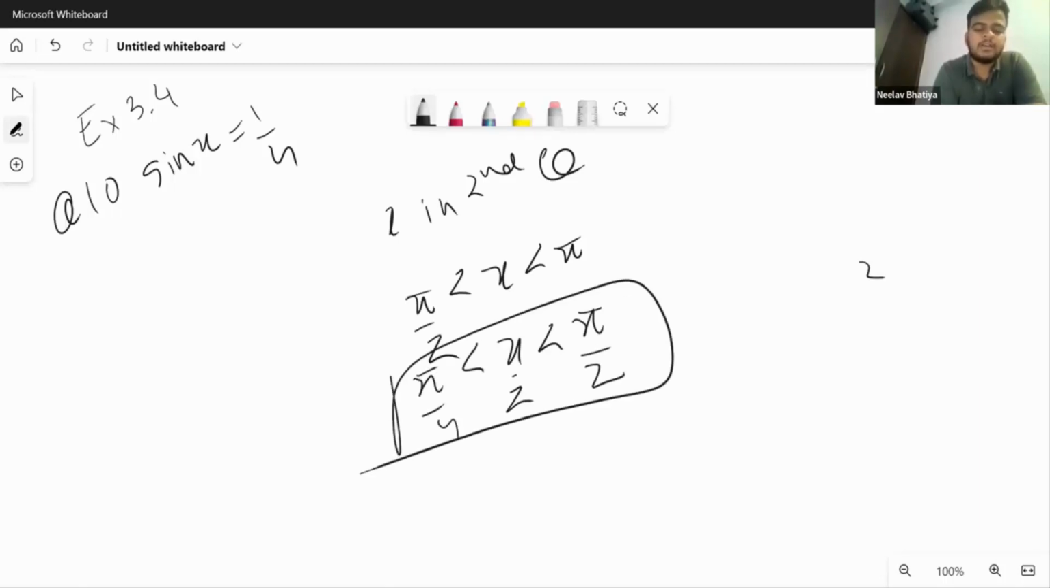x by 2 is less than pi by 2, but greater than pi by 4. Correct. What does that mean? That means that x by 2 is in the first quadrant. In the first quadrant, sine, tan, cos, all positive. Correct. Nothing to worry about here. The sign is going to be positive for all of them. No need to worry about the sign.